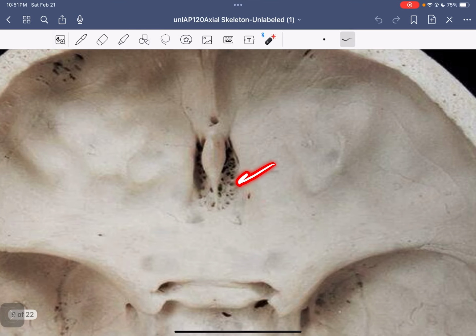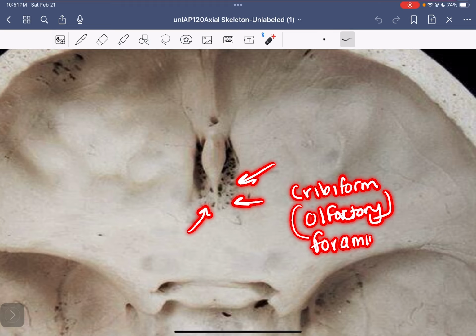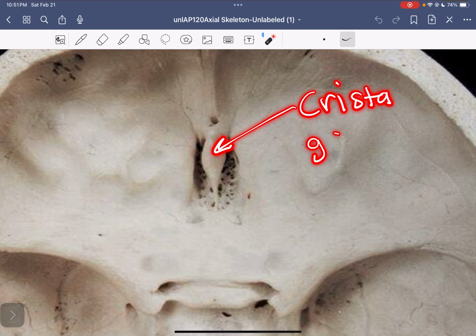If we zoom in, oh wow, that zoomed in really fast. You can see all of these tiny little holes. These would be your cribriform or olfactory foramina. You can use either one. Then this thing in the middle, right here, would be your crista galli.